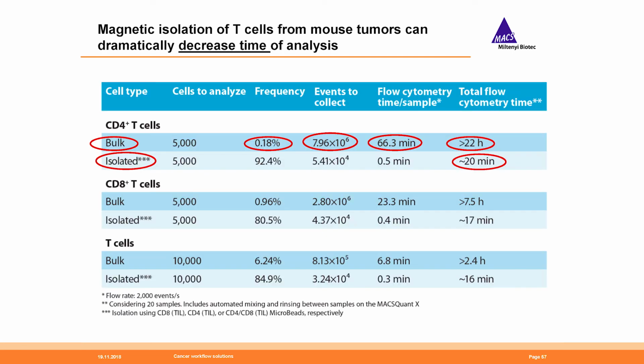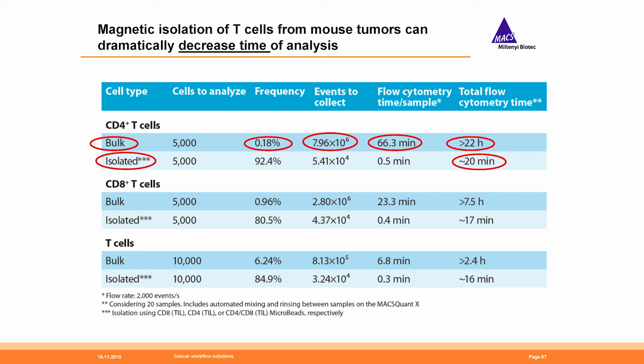This is just a number of games that we played out at our own R&D where we see that if you wanted to have 5,000 events of CD4 positive T cells, these come at about a rate of 0.18% in your tissue. This would mean that you would need to isolate or record about 8 million events. At 2,000 events per second, this normally takes you just over an hour, just for one sample.